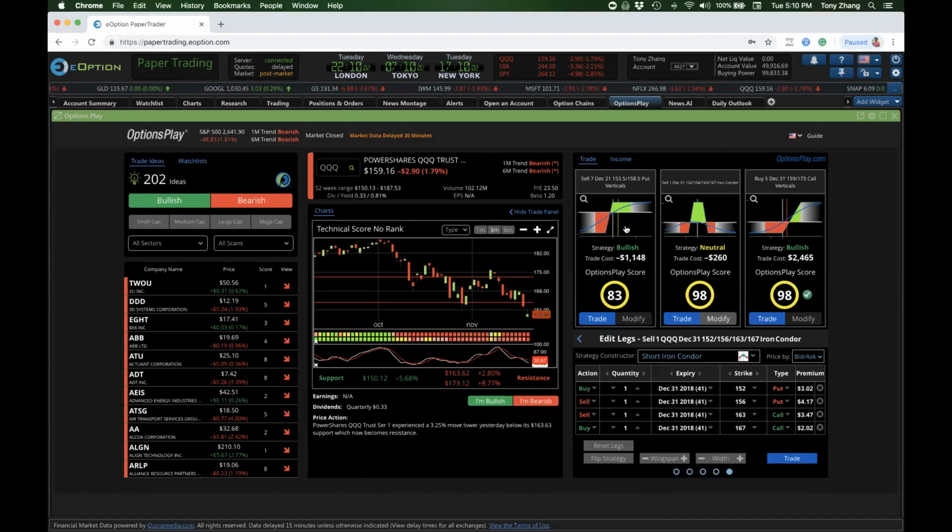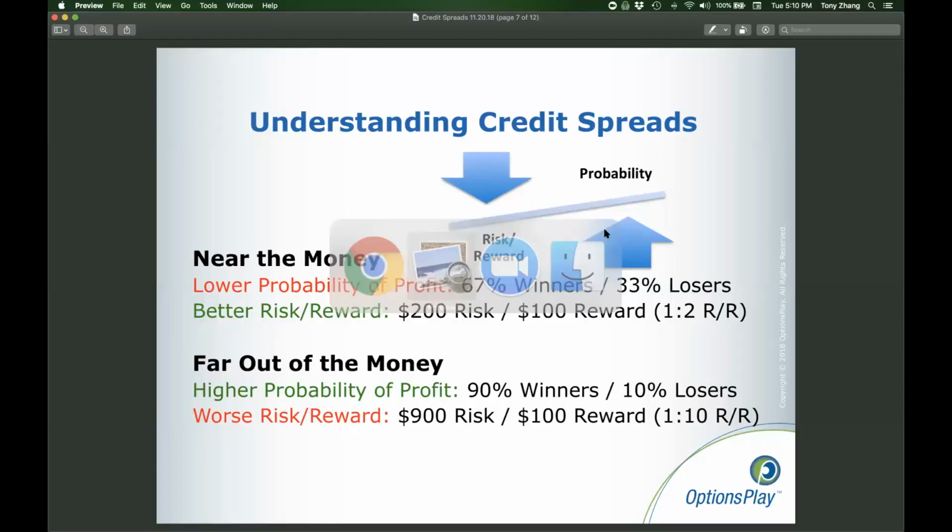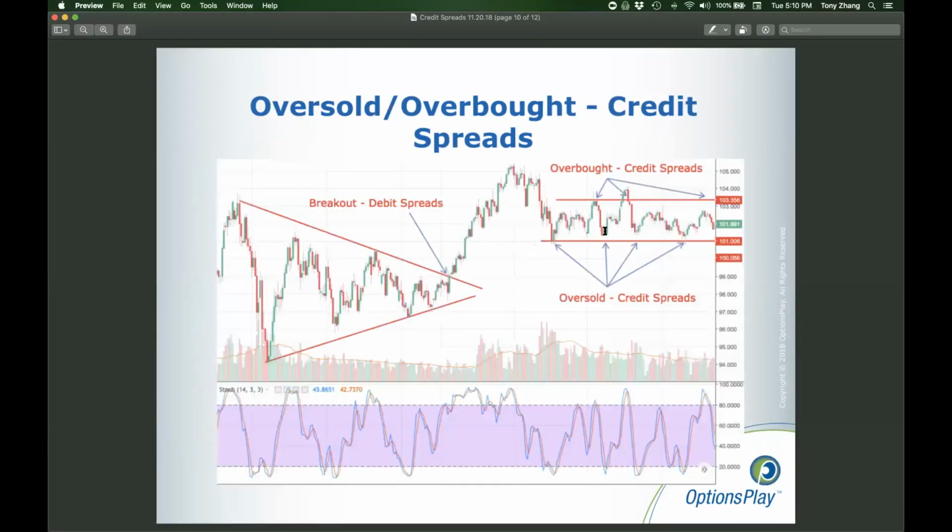Really important to understand. They are very, very different strategies. I don't even think it's worth comparing buying a debit spread to a credit spread because there's a completely different rationale between trading a debit spread versus a credit spread. And I think my chart here illustrates that. When you're selling credit spreads, this is the type of market opportunity you're looking for, versus this is the type of market opportunity that you're trading when you're trading debit spreads.